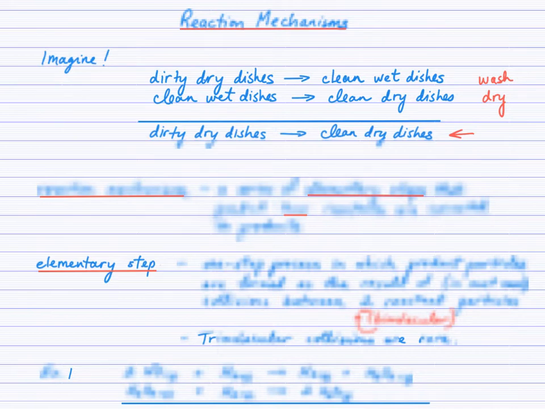I'd just like to go back up to my dish washing and drying mechanism just to show you that when you algebraically add the steps in the mechanism, you'll find that the clean, wet dishes cancel and that the mechanism, those elementary steps, do add up to our overall equation.